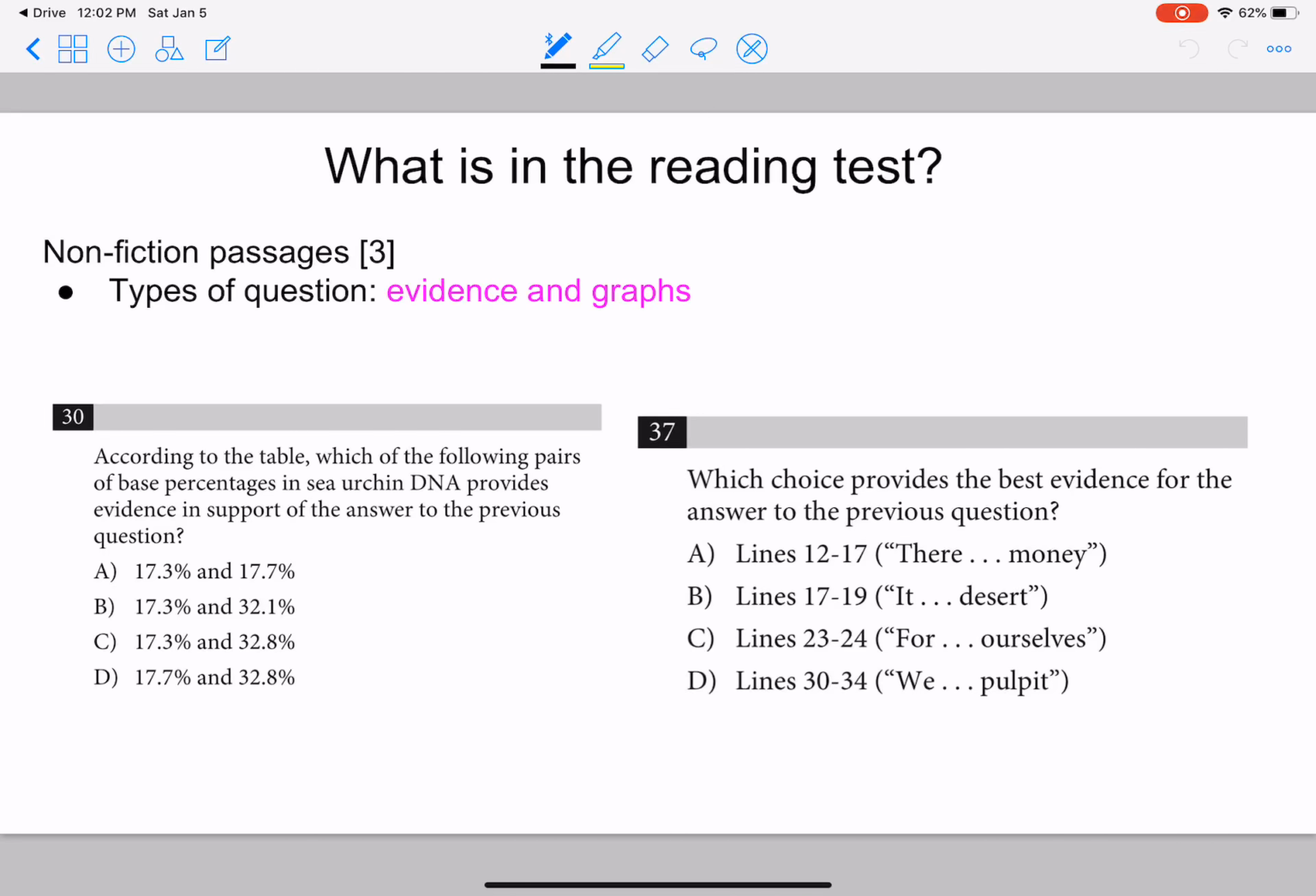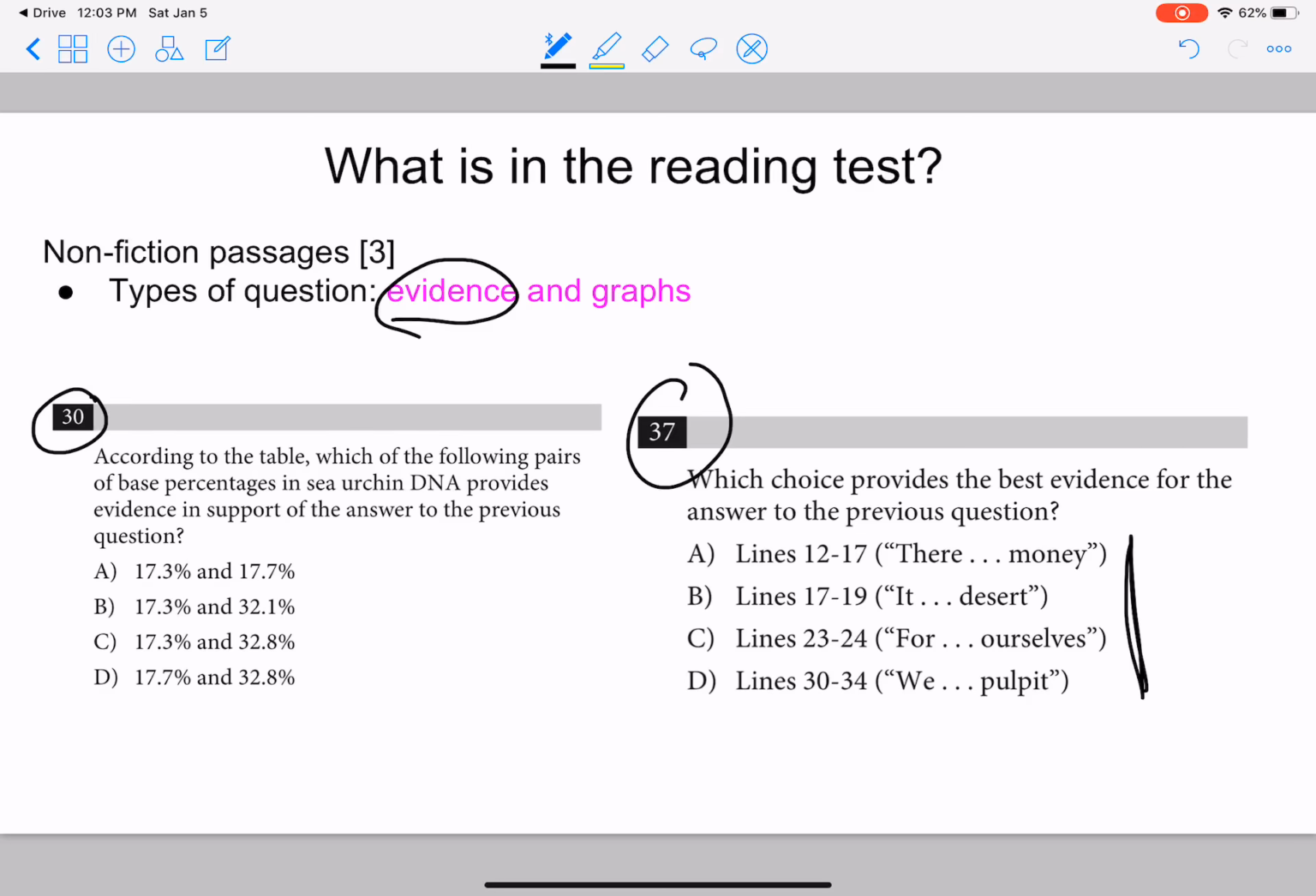Then nonfiction passages have some unique questions. These also include the evidence questions which we discussed, an example being this one, which choice provides the best evidence, and it gives you some line numbers. But one that's unique to nonfiction passage questions is graphs and tables. For example, question 30 here: according to the table, which of the following pairs the base percentages in sea urchin DNA provides evidence in support of the answer to the previous question?